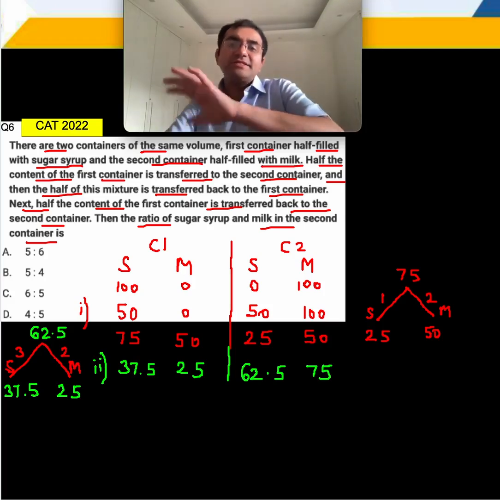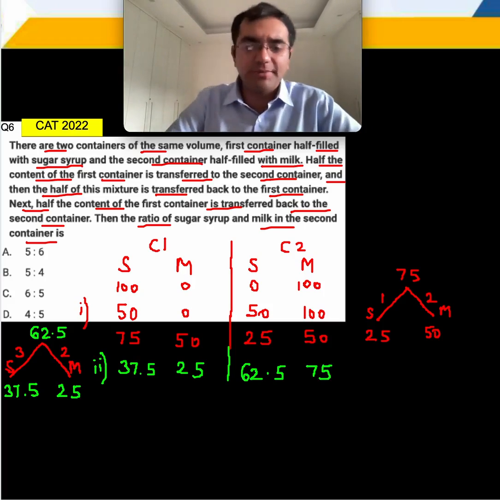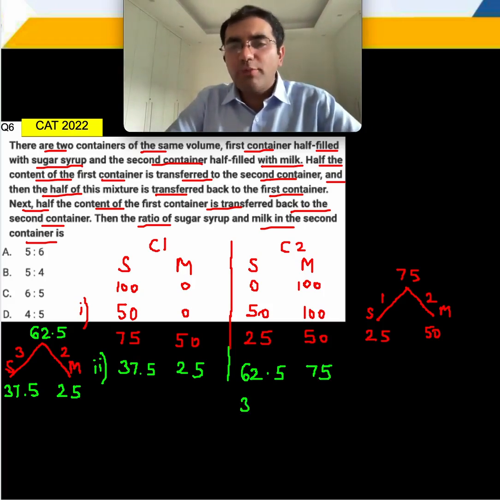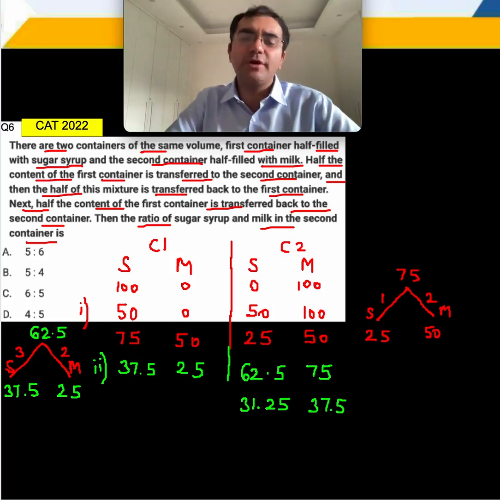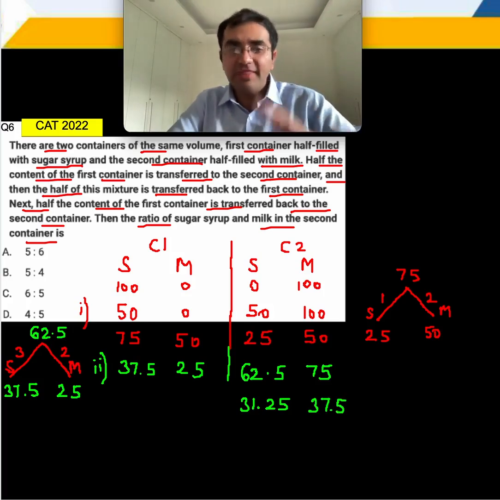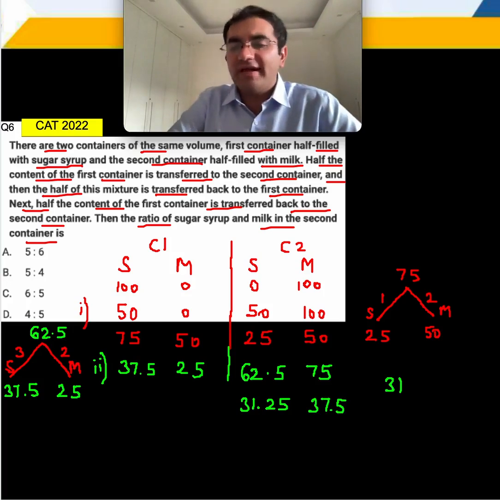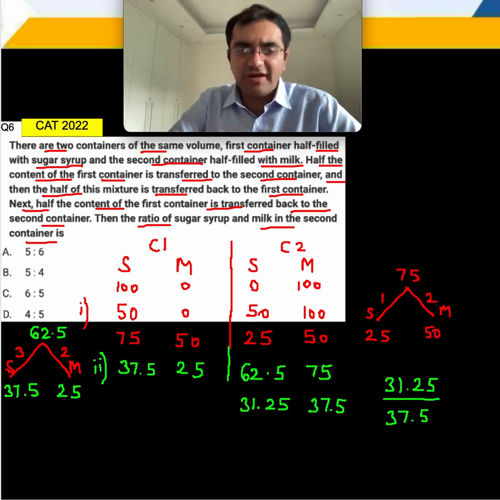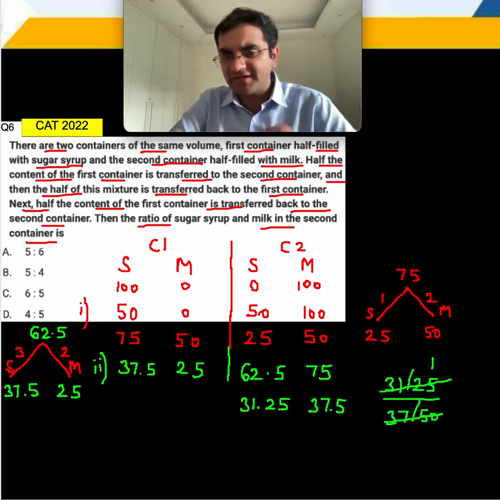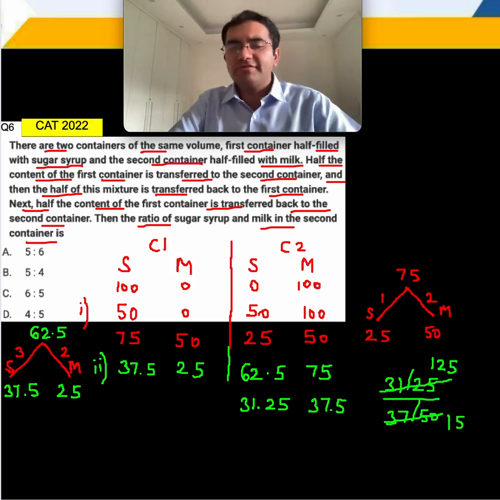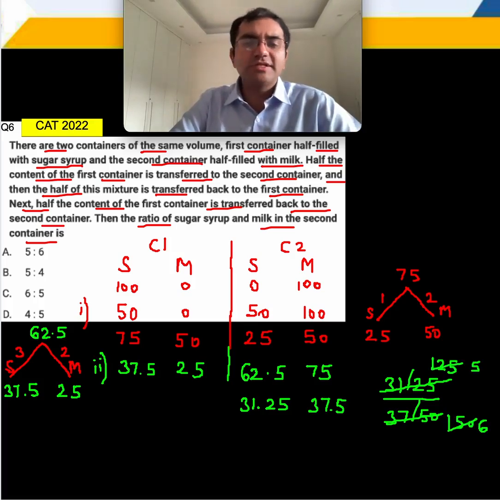दूसरे कंटेनर में से अब आधा निकालना है, so values आपकी half हो जाएंगी. 62.5 का half is 31.25, 75 का half is 37.5. Sugar is to milk का final ratio निकालना है. Calculate the final ratio, remove the decimal. 25 से गया 125 and 150 and फिर 25 से गया. 5:6 is the right answer for question number 6, A part.